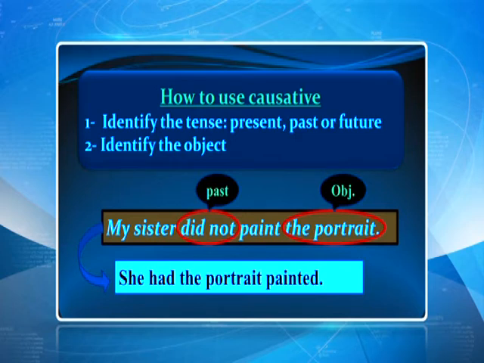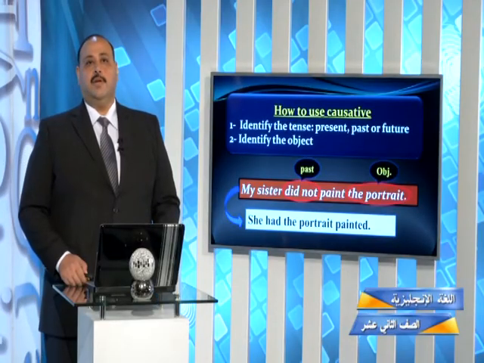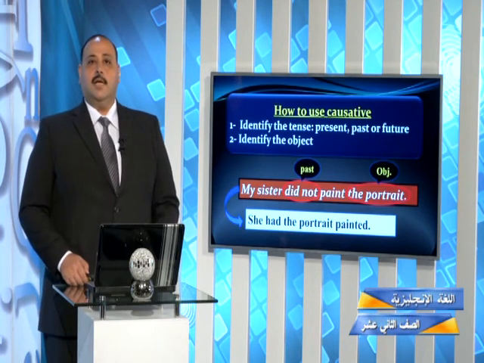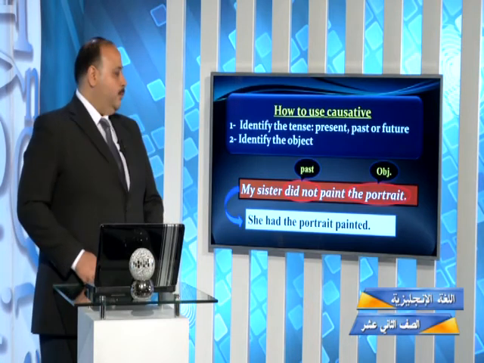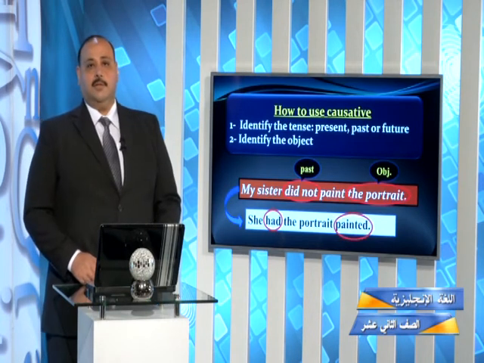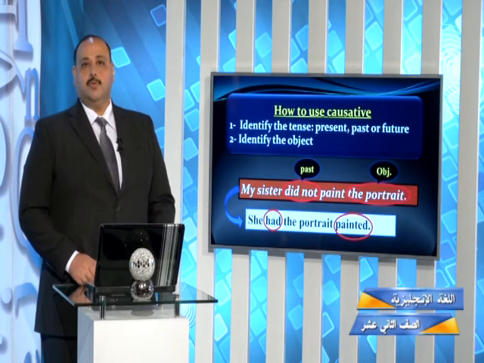Now the question for you, just think about it. Why did we say had and we didn't say have? Simply because the tense is, very good, the tense is what? The tense is past. We cannot say have, but instead we will use the past tense, which is had, followed by the object, the portrait, and then painted. Had and painted. That's good. Now, let's move to another example.